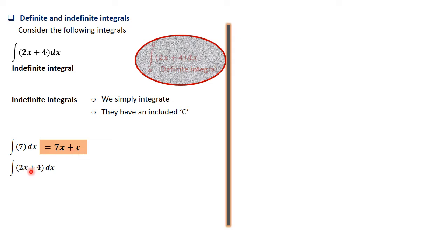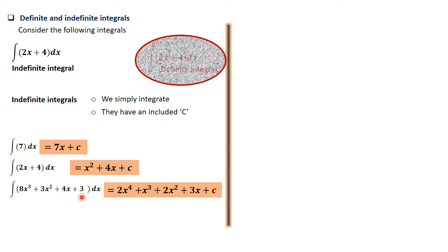If we're integrating 2x plus 4, the function we have up there, the answer will be simply x squared plus 4x plus c. If we are integrating 8x cubed plus 3x squared plus 4x plus 3 with respect to x, we get the function that you see there. So we are simply integrating. Remember every time to add a c.